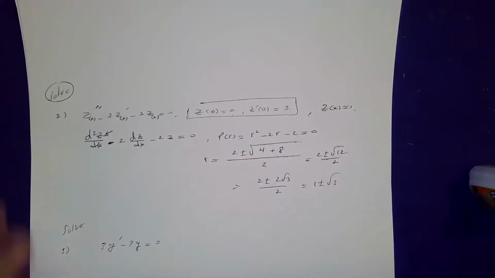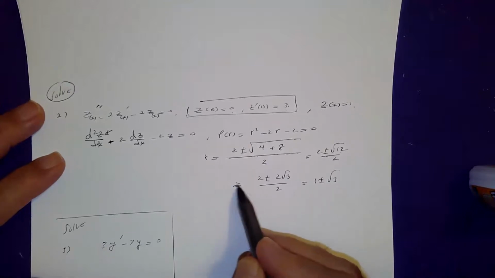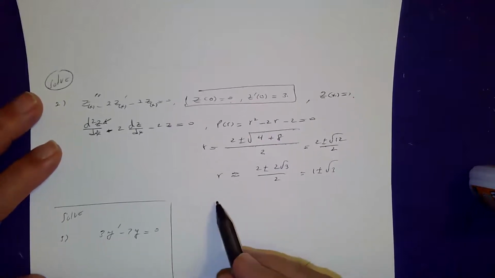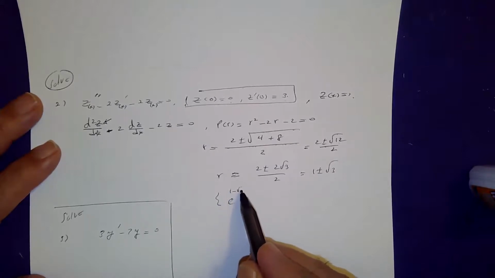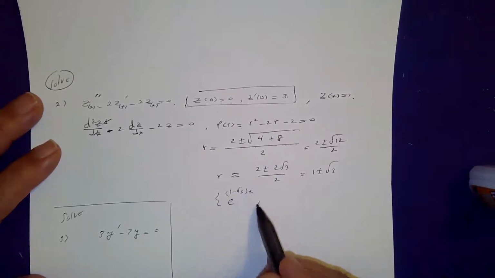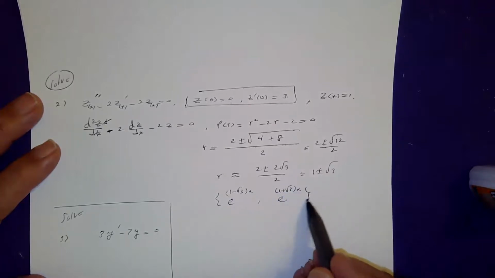That was not the intention of this problem, but hey, it's a done deal. Let's finish it. So fundamental solutions, e to the power of 1 minus square root of 3 times x and e to the power of 1 plus square root of 3 times x.